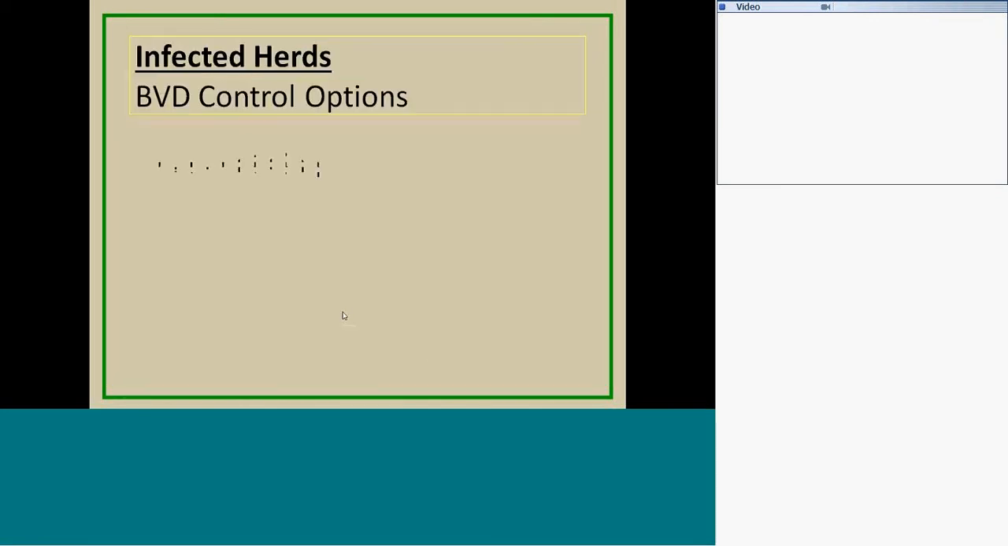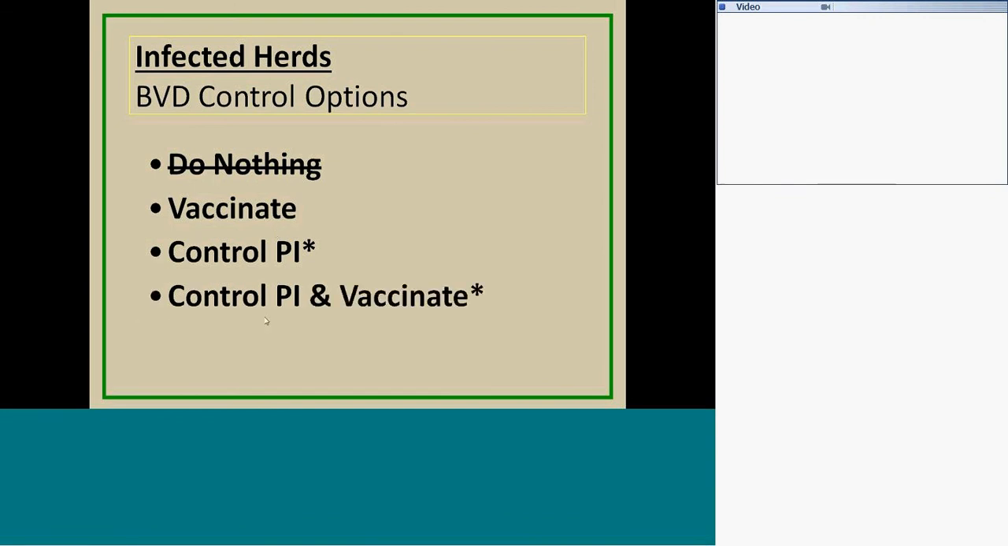So in our infected herds, what are our options? We could do nothing, and I've crossed that out immediately, but some people might not want to do anything about the disease. We could vaccinate, but we know that vaccine alone is not going to eradicate this from a herd, so we probably need to do something else. So we need to look for PIs. And the gold standard and the quickest way is probably to control PIs, cull PIs, and vaccinate at the same time.